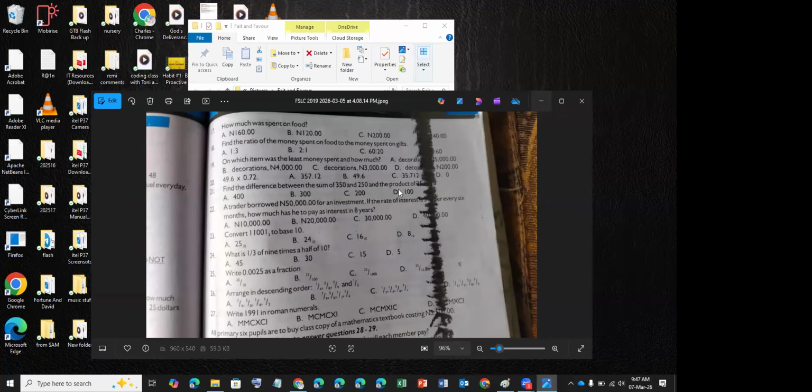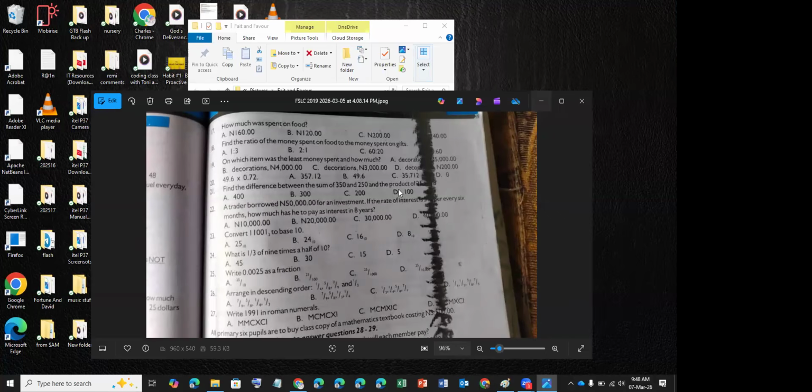All right, let's go to the next one. Favor, this one is for you. A trader borrowed 50,000 for an investment. If the rate of interest is 5% every 6 months. Take note, this looks like a simple interest question, but the difference now is that it is not per annum. Did you notice that, Favor? Yes, sir. Okay. So, Favor, what did you do in this question? Let me know how you answered it quickly.